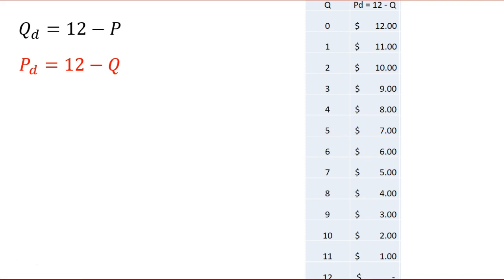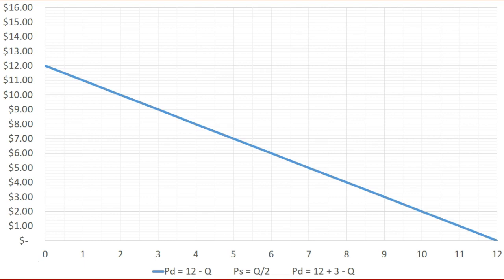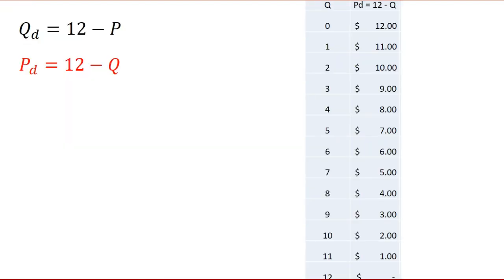So then we can graph it, and we'll have a graph that looks like this: a downward sloping demand curve reflecting the law of demand. So far so good. Then we need supply. Now we're given this equation as our supply function, and we again want to rearrange that so we've got a supply price on the right hand side.